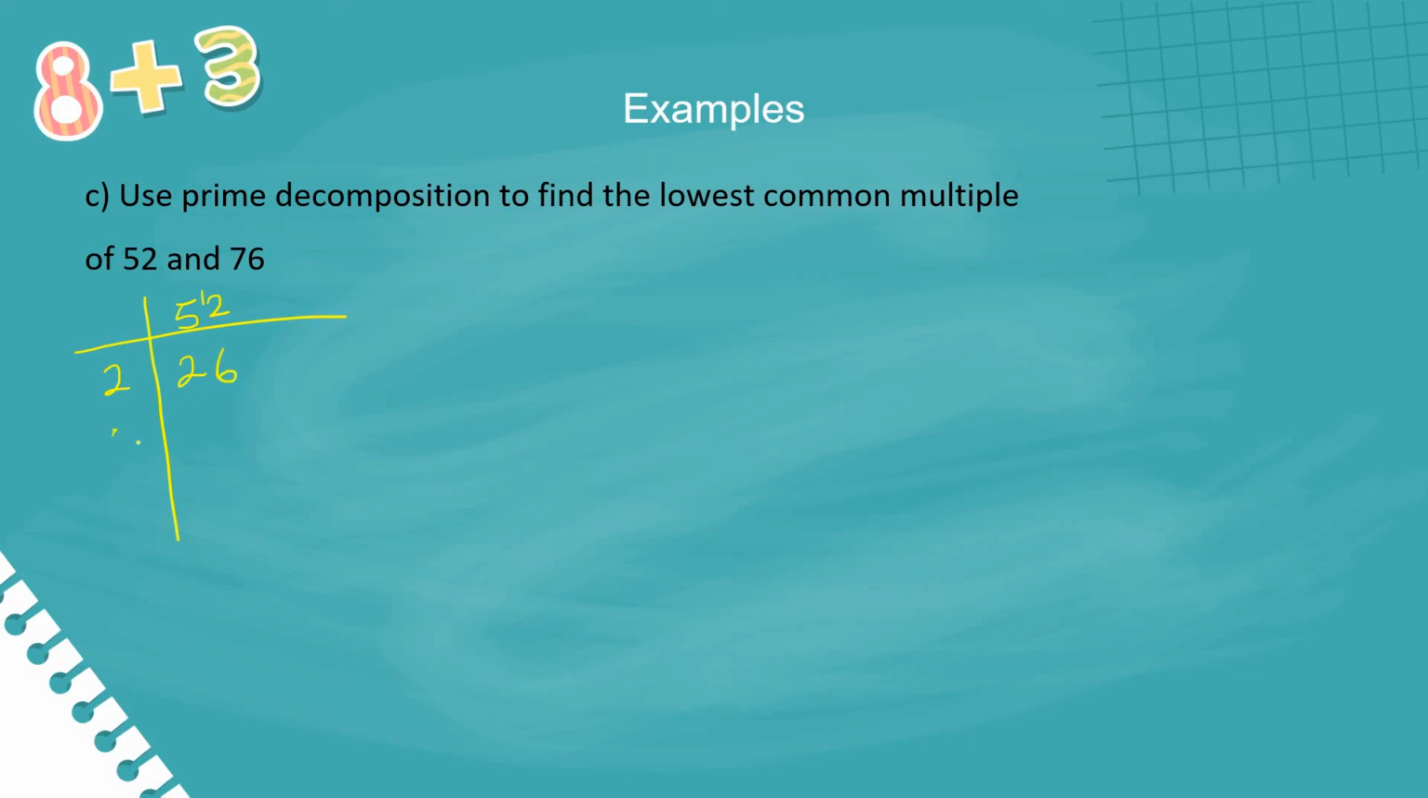Again, it's even, so I can divide by 2. 2 into 2 goes once, 2 into 6 goes 3. So, and 13 goes into 13 once. So 52 is equal to 2 squared times 13.